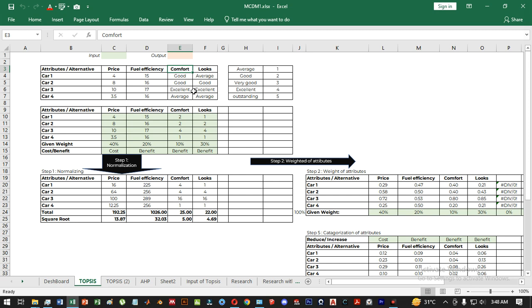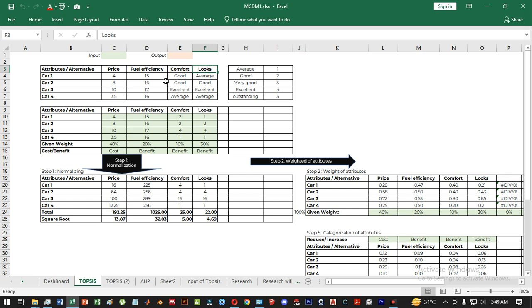So suppose we have four cars and you want to buy one of them, and you have to figure out which car is more feasible from there. So in order to buy a car, which attributes do you want to consider? We firstly consider the price, then fuel efficiency, then comfort, then looks.